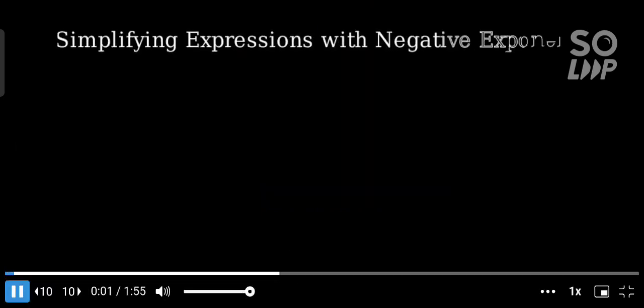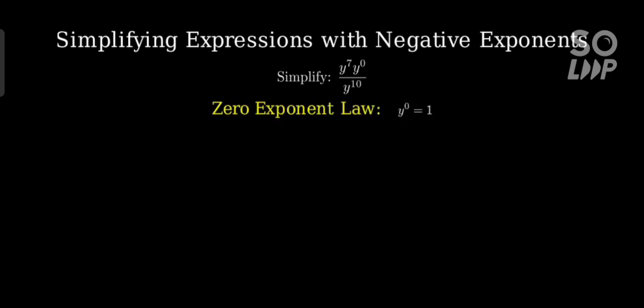Welcome! Today we'll learn how to simplify expressions with negative exponents. Let's look at this expression. Y to the 7th times y to the 0, all divided by y to the 10th. Before we begin simplifying, let's review two important laws of exponents that we'll need. First, the zero exponent law states that any number raised to the 0 power equals 1. So y to the 0 equals 1.